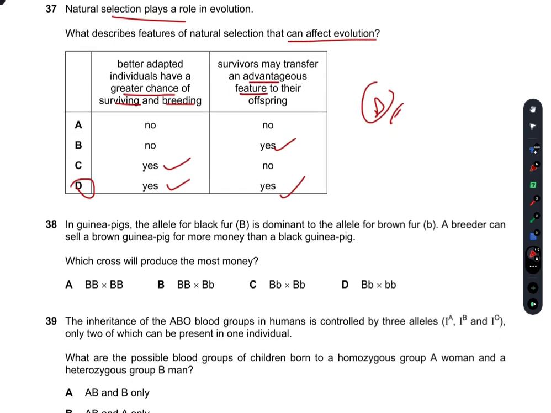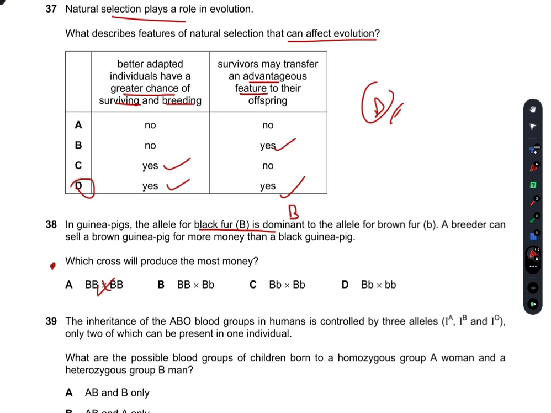In guinea pigs, the allele for black, B, is dominant to the allele for brown, b. A breeder can sell a brown guinea pig for more money than a black pig. So which cross will produce the most money? This MCQ involves the technicalities of crossing, and a simple match here. Obviously A and B are incorrect, because they would only produce black fur guinea pigs, not the brown, which can be sold for the most price.